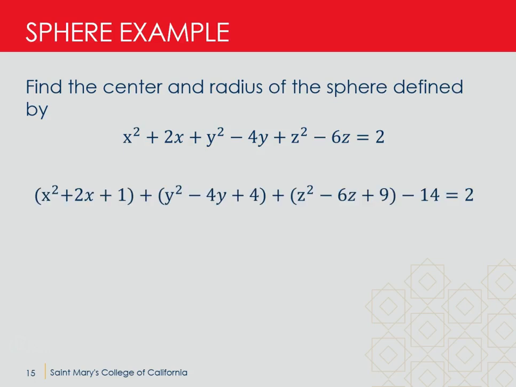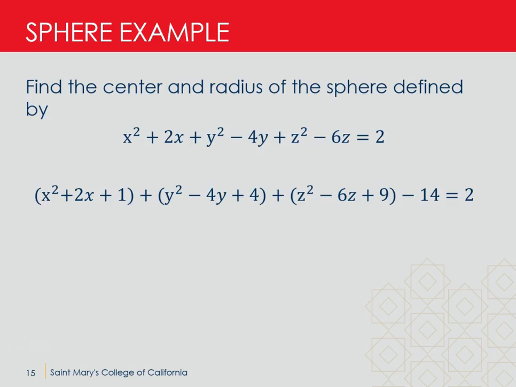So let's go ahead and look at that, right? So we have x squared plus 2x plus 1, y squared minus 4y plus 4, and z squared minus 6z plus 9. But in completing each of those squares, we've added a 1, a 4, and a 9, so a total of 14. So we also have to subtract 14 there, so that's why we get the minus 14 at the end. And it still equals that 2 on the right-hand side.